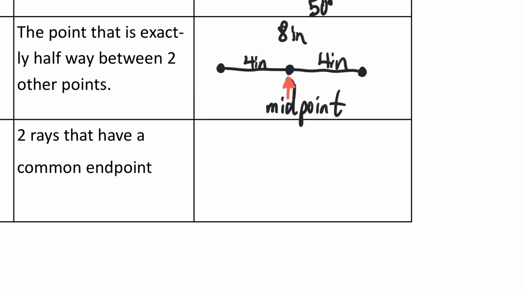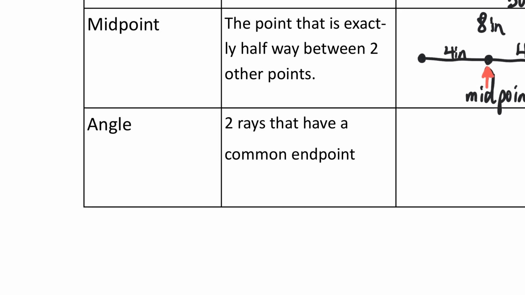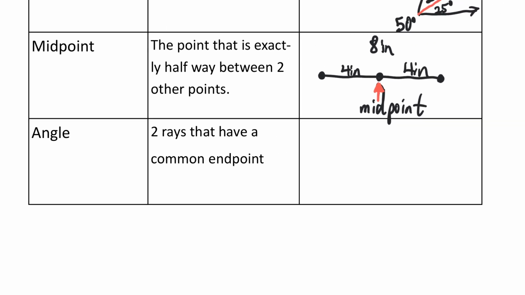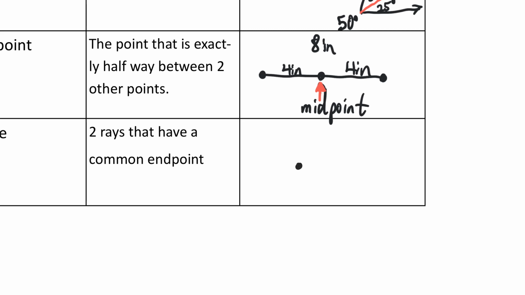Okay, and then the final thing here is an angle. So what's an angle? Two rays that have a common endpoint. Good. So I'm going to draw one ray. Okay, so we've got a ray here. I'm going to draw another ray that starts from the same endpoint. And when we do that, we have 2 rays that start from the same endpoint. We create an angle.